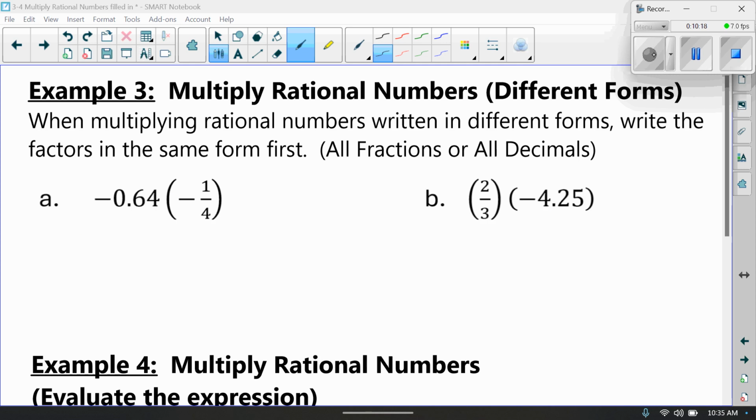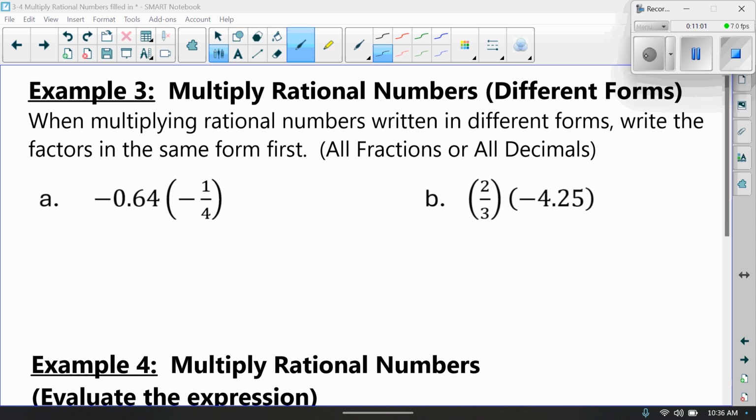So example 3 says multiply rational numbers, and now we're looking at different forms. Okay? Different forms. So we have a negative 64 hundredths times a negative 1/4. Okay? Now, when multiplying rational numbers in different forms, you want to write the factors in the same form first. Does everybody see that? So you have to make them all fractions or all decimals, and then simplify it that way. We're going to show our work for the first one, and then I'm going to show you how to use your calculator for the second one.